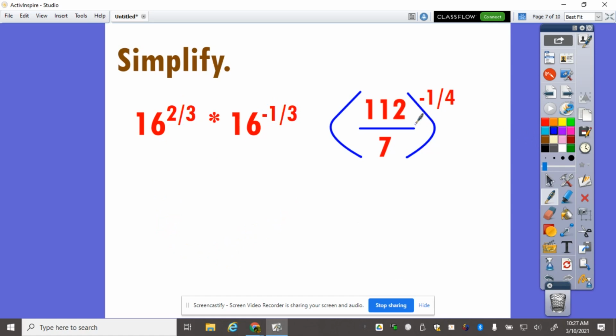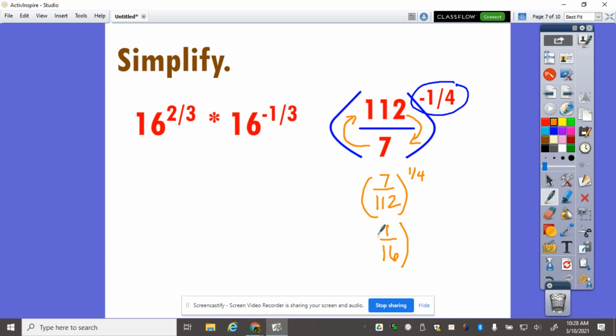Next, 112 divided by 7, raised to the negative 1/4. Again, one of the rules: if you have a negative exponent, you swap them. That means the 7 goes up and the 112 goes down. This becomes now 7 over 112, but the exponent will turn to be positive. And try to divide 7 by 112. 7 divided by 112 is 0.0625. If I hit the math fraction, it gives me 1 over 16.